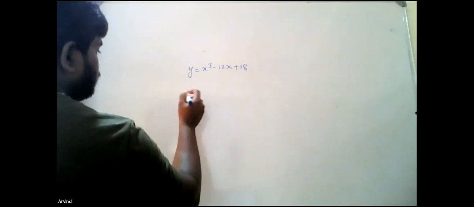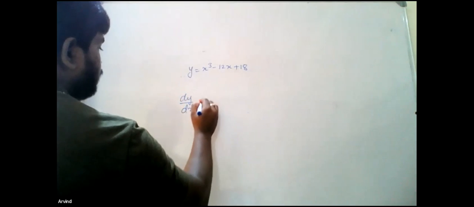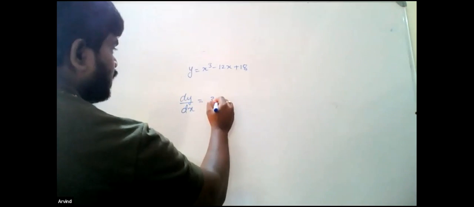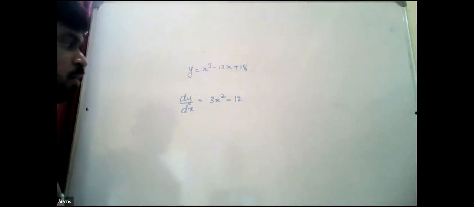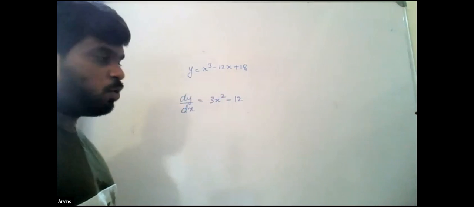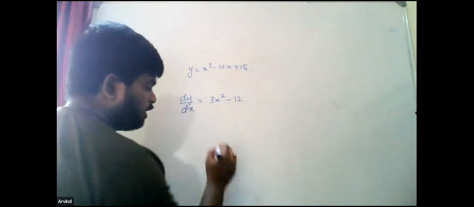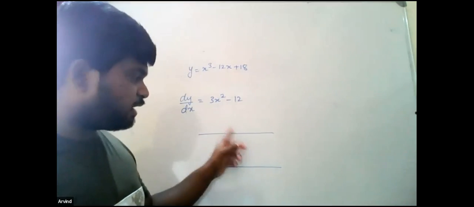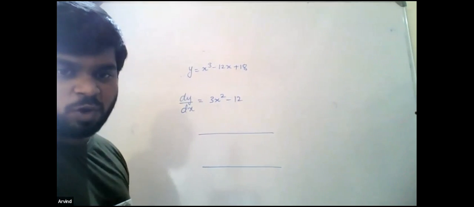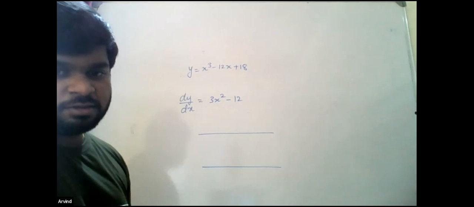Okay. First, let's differentiate it. dy by dx is equal to 3x square minus 12. Okay, now this is the slope. But they've given that the tangent is parallel to the x-axis, and we know that whenever a tangent is parallel to the x-axis, what condition can we take? What is the condition that we can take?